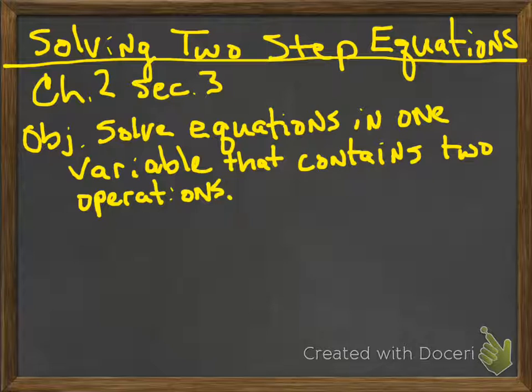Alright, so welcome to the next topic, solving two-step equations, Chapter 2, Section 3. Our objective here is to solve equations in one variable that contain two operations. What does that mean? You're going to add or subtract, then you will multiply or divide. So keep that in mind. That's your goal for today.